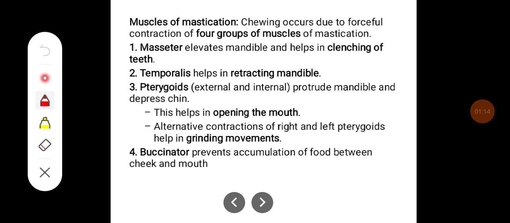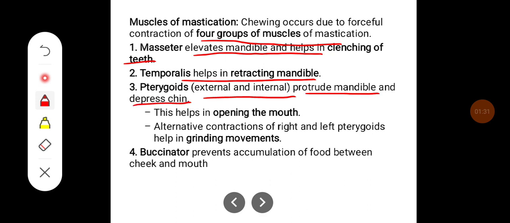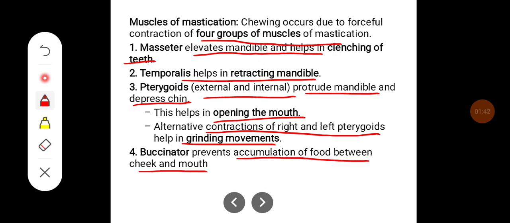Mechanism of mastication. Chewing occurs due to the forceful contraction of four groups of muscles of mastication. Masseter, which elevates the mandible and helps in cleansing of teeth. Temporalis helps in retracting the mandible. Pterygoids, external and internal, protrude the mandible and depress the chin. This helps in opening of the mouth. Alternate contraction of the right and left pterygoids helps in grinding movements. Buccinator prevents accumulation of the food between cheek and mouth.